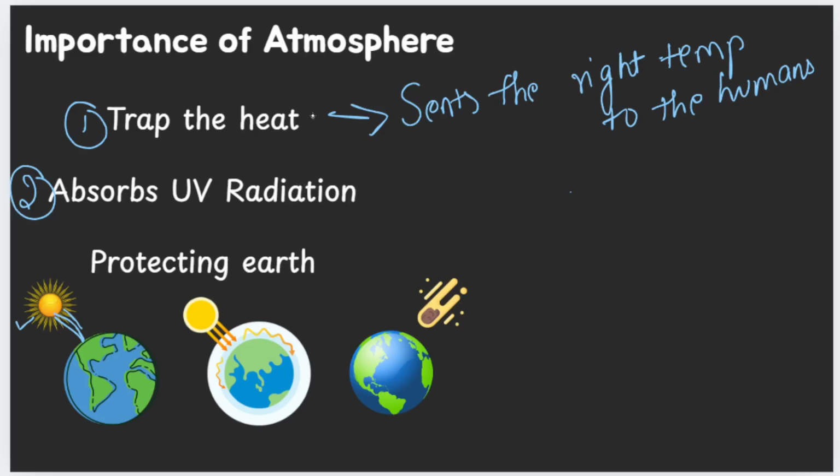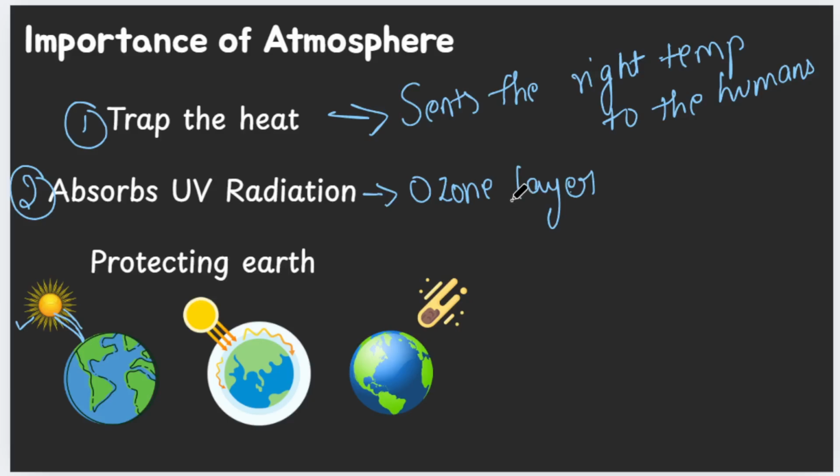As we were talking about the stratosphere, in the stratosphere, what is the one thing that I was frequently telling you? Ozone layer, right? We have an ozone layer in the stratosphere. So this ozone layer absorbs all the harmful UV radiation. So this is also one of the importances of atmosphere.